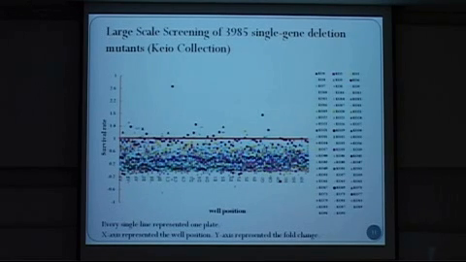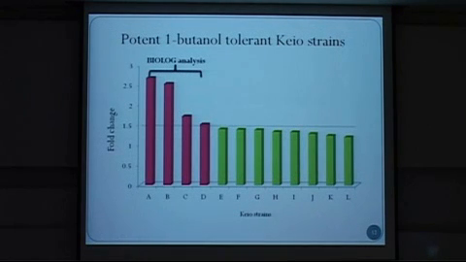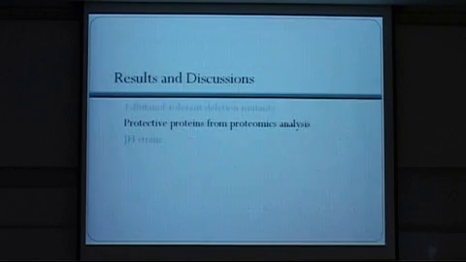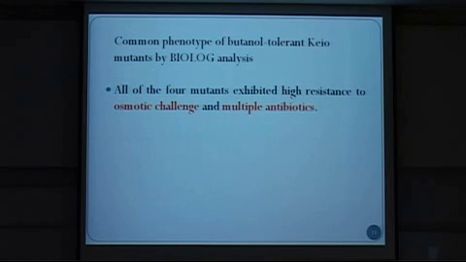From these 3,985 single-gene deletion mutants, we screened out 85 mutants that have higher butanol tolerance compared to the wild type, and the 13 strains with more than 20% higher than wild type were selected for further confirmation. The first 4 were characterized by phenotype microarray Biolog analysis. By the analysis, we found that all of these 4 mutants exhibit high resistance to osmolality challenge as well as multiple antibiotics.